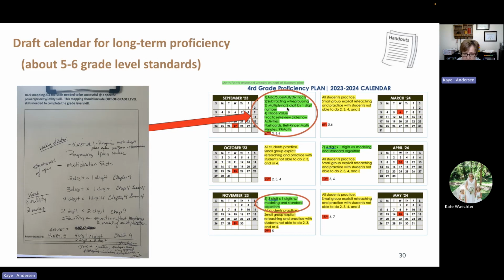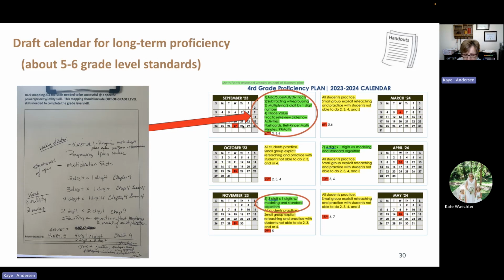Subtracting with regrouping, multiplying 2-digit by 1-digit, place value. She's going to practice those out of grade level skills, it says, by using a practice review slideshow. She's also going to use flashcards, bell ringer math minutes, and 99 math. Okay, now she put the date as the 27th. I remember she said, well, I'm going to choose the Wednesday in the middle of the week because those are usually days that we don't miss school. She probably, right?